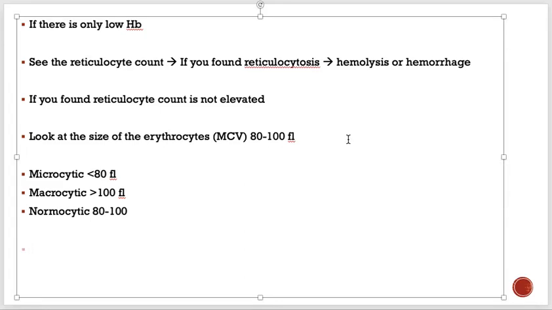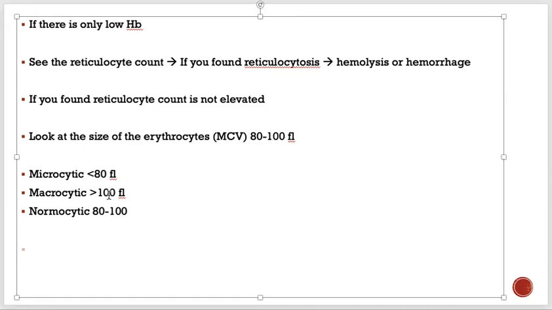But for example, okay, now if you know what are the causes of microcytic anemia: iron deficiency anemia, lead poisoning, thalassemia. Okay, the mnemonic is TAILS, by the way. T for thalassemia, A is for anemia of chronic disease, I is for iron deficiency anemia, L is for lead poisoning, and S is for sideroblastic anemia.